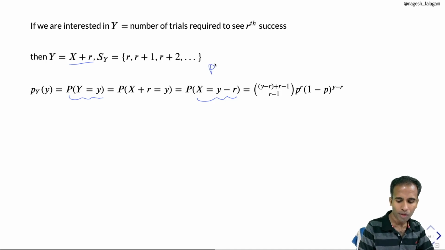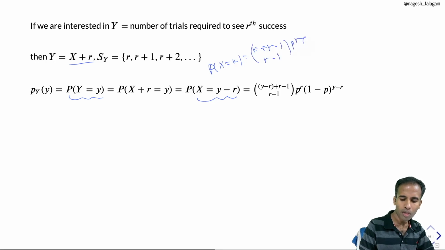What is the PMF of X? The probability of X equal to k is C(k + r - 1, r - 1) p^r (1 - p)^k. Now the role of k is played by y - r. So let's simply replace k with y - r here.